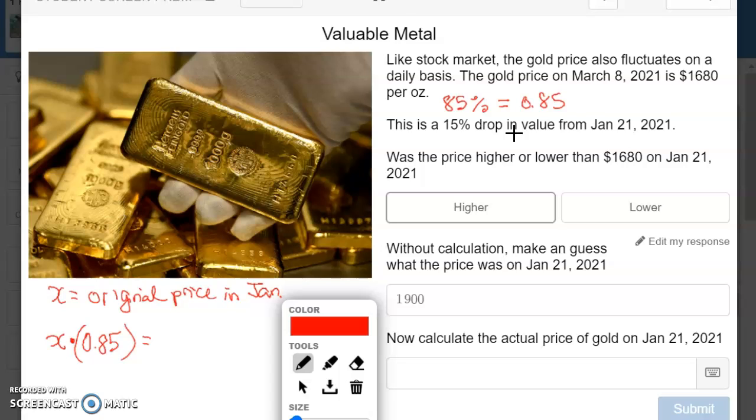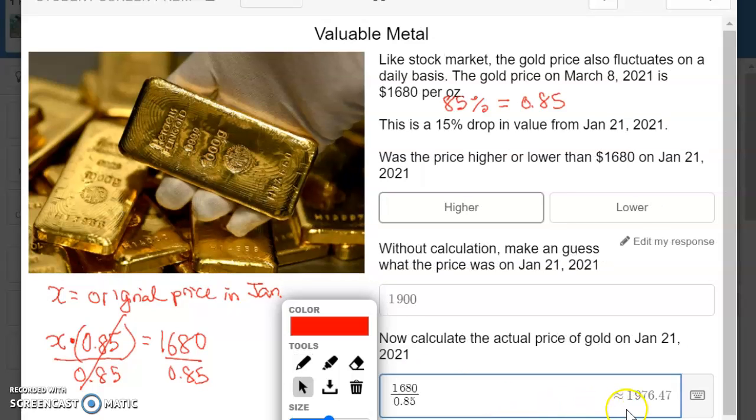What is the final price? Final price was $1,680. So how do I get rid of this 0.85 being multiplied to X? I need to divide both sides by 0.85. Because this cancels out, the original price is going to be 1,680 divided by 0.85.